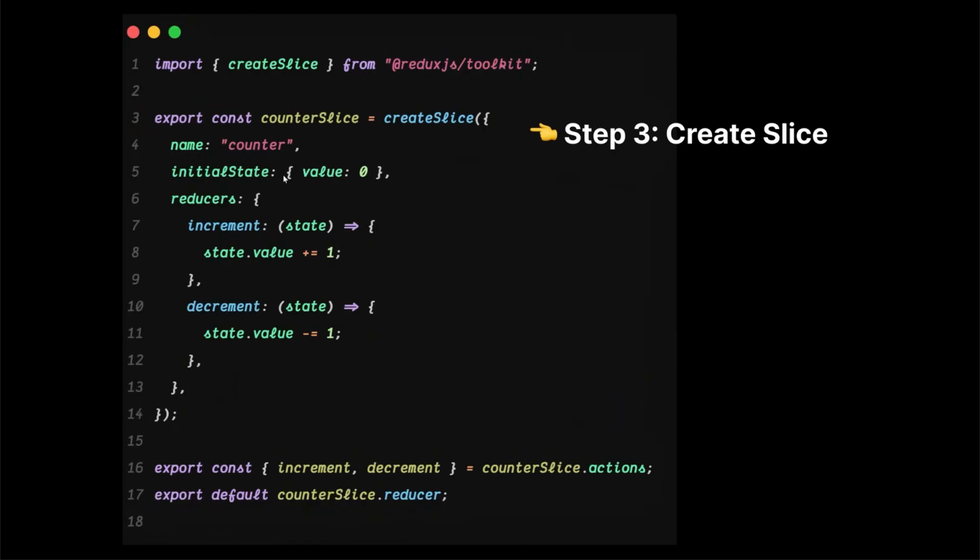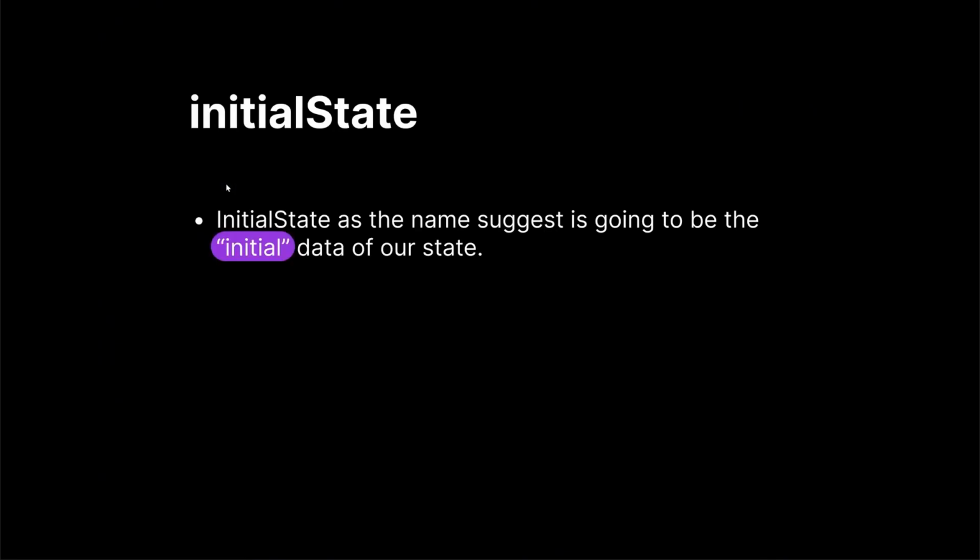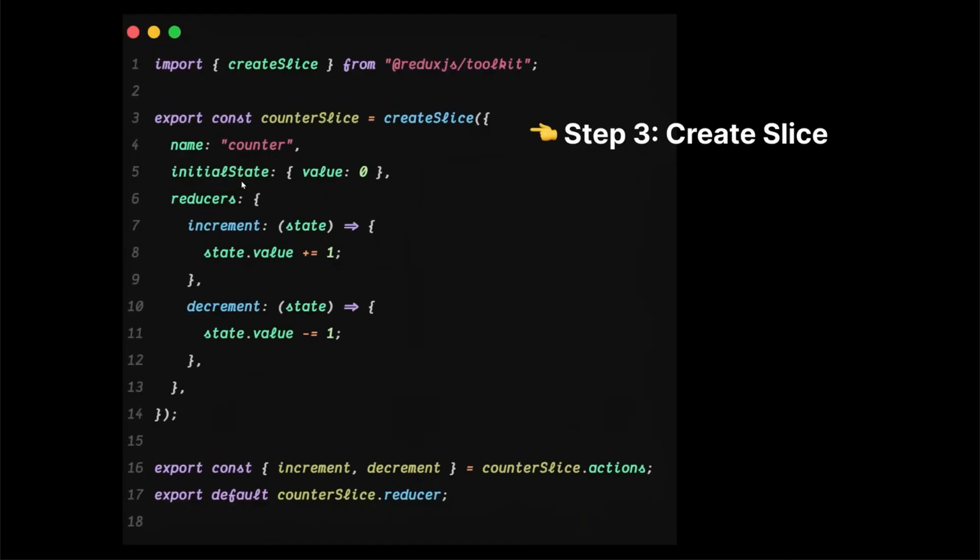Now let's talk about the initial value, the reducer, and also the actions. First of all, let's talk about what the initial state is. Initial state, as the name suggests, is going to be the initial data of your state. What do I mean by that? In this case, I want you to imagine the initial state to be your useState. In useState, you can pass anything.